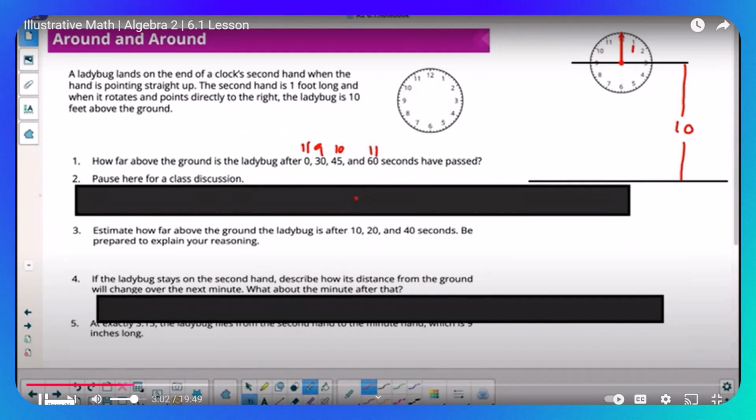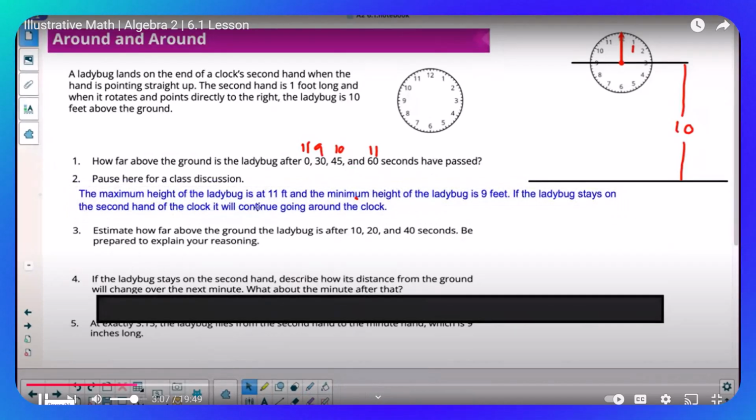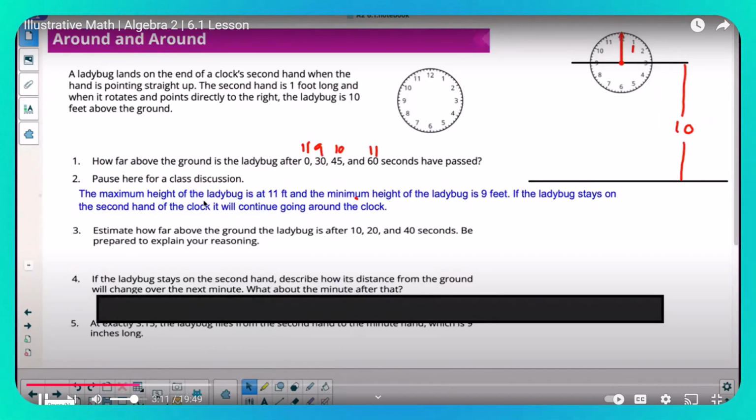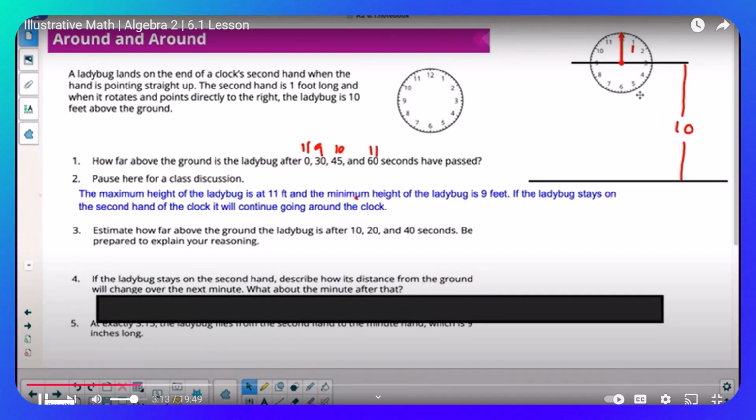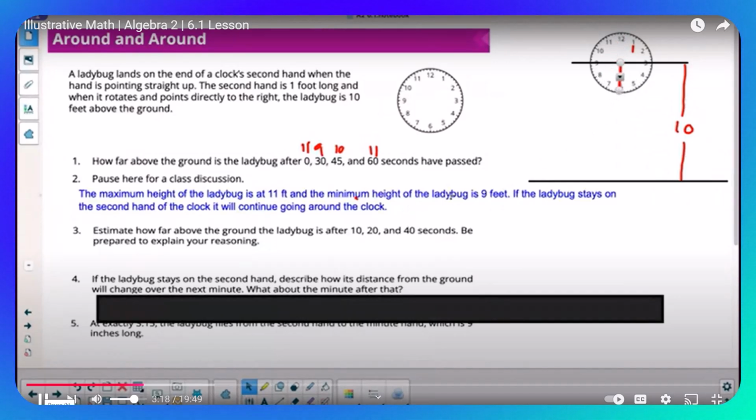So, all right. The next thing says, pause here for class discussion. So obviously the maximum height is going to be when it's up here at 12. That's going to be 11. Maximum height of 11 feet. And the minimum height is when it's down here at the bottom. Down here, that's going to be 9. And anything in between would be between 9 and 11 feet.